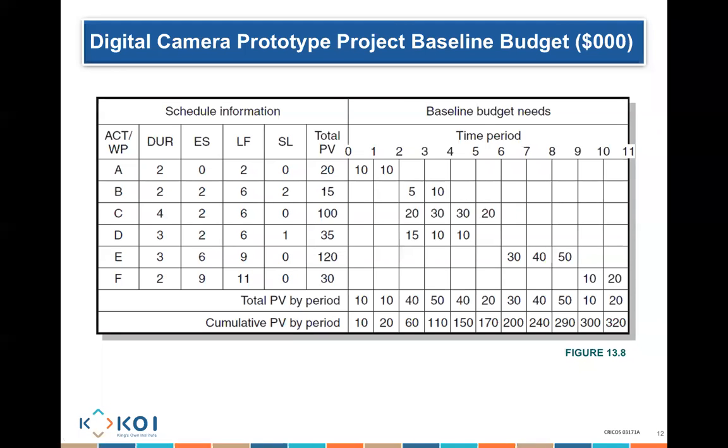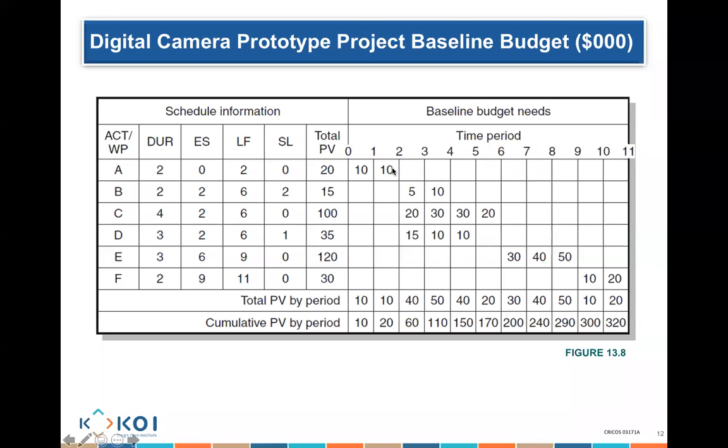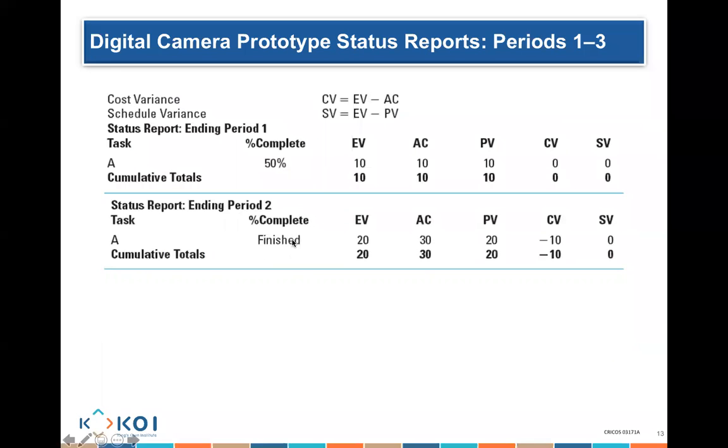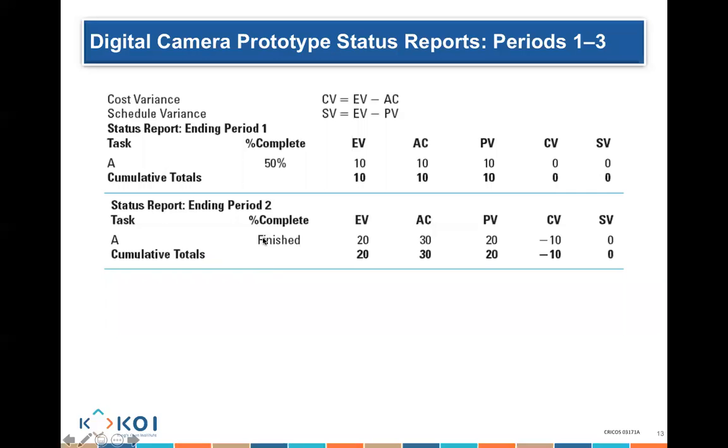Okay, well, if you think about it, it's not a 10 because period 2 is 10 plus 10. It's an accumulation. Can't forget about that because the cost is calculating. So I finished activity A. You finished it, so 100% complete. So I have finished $20 worth of work. Make sense? I earned 20 because I finished 100%.